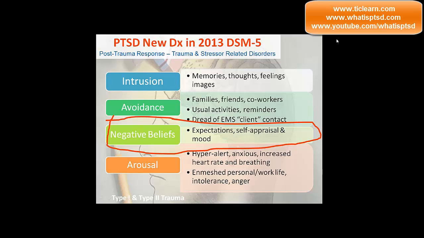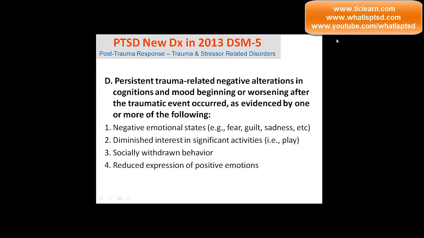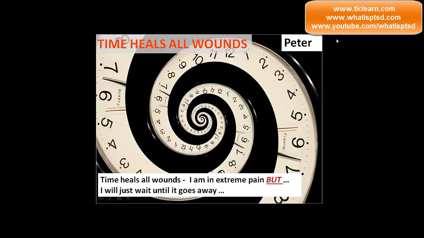This is this negative belief, new criterion D, expectations, self-appraisal, and mood. And the way it's written is persistent trauma-related negative alterations in cognitions and mood, beginning or worsening after a traumatic event occurred, as evidenced by one or more of the following states: emotional negative states, fear, guilt, sadness, diminished interest in significant activities, socially withdrawn, reduced expression of positive emotions. So Peter is really struggling with criterion D after this event. And he kind of says what a lot of people say: time heals all wounds. But he's in extreme pain. He's just expecting it to go away.